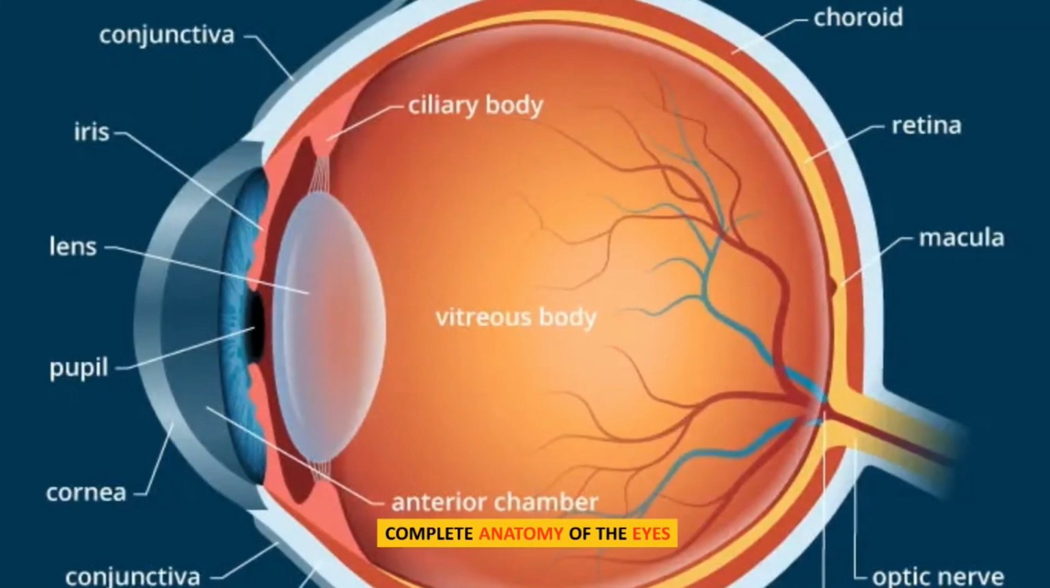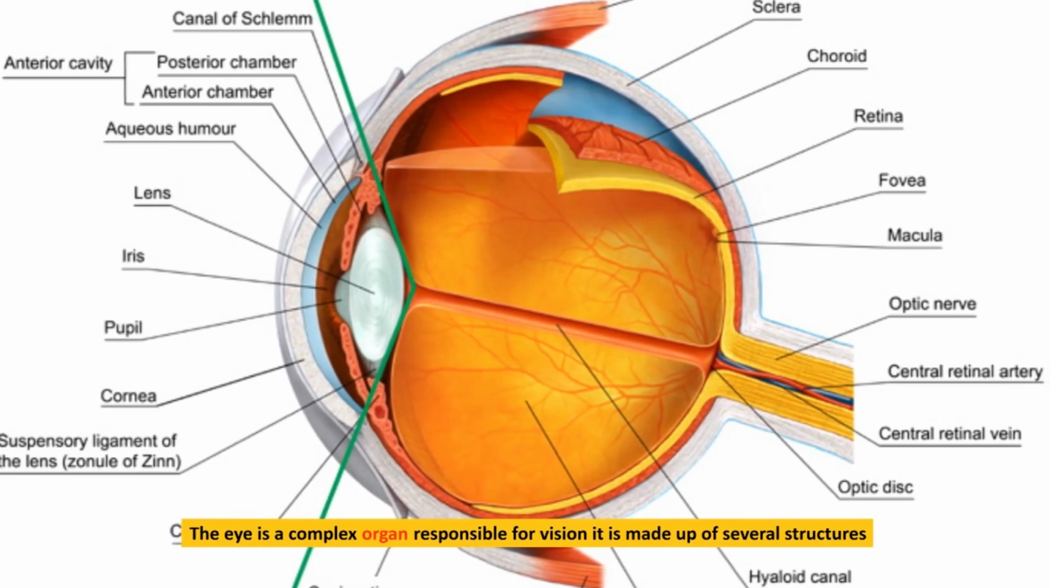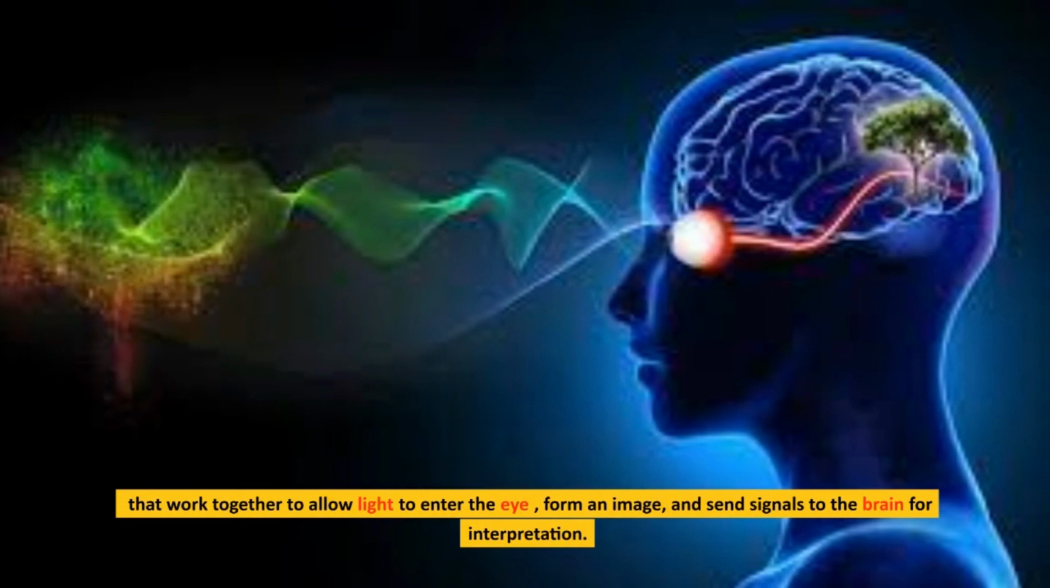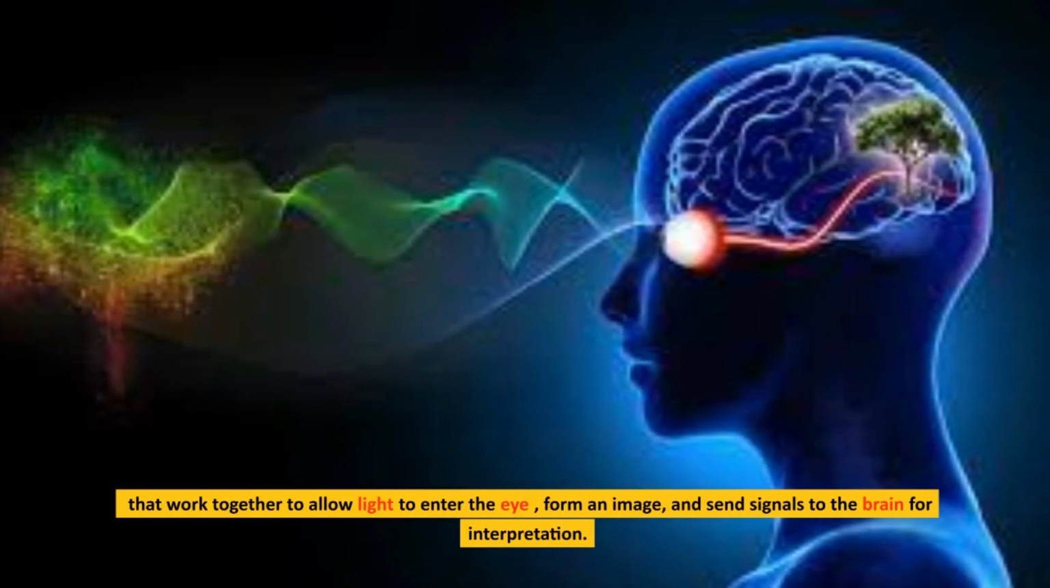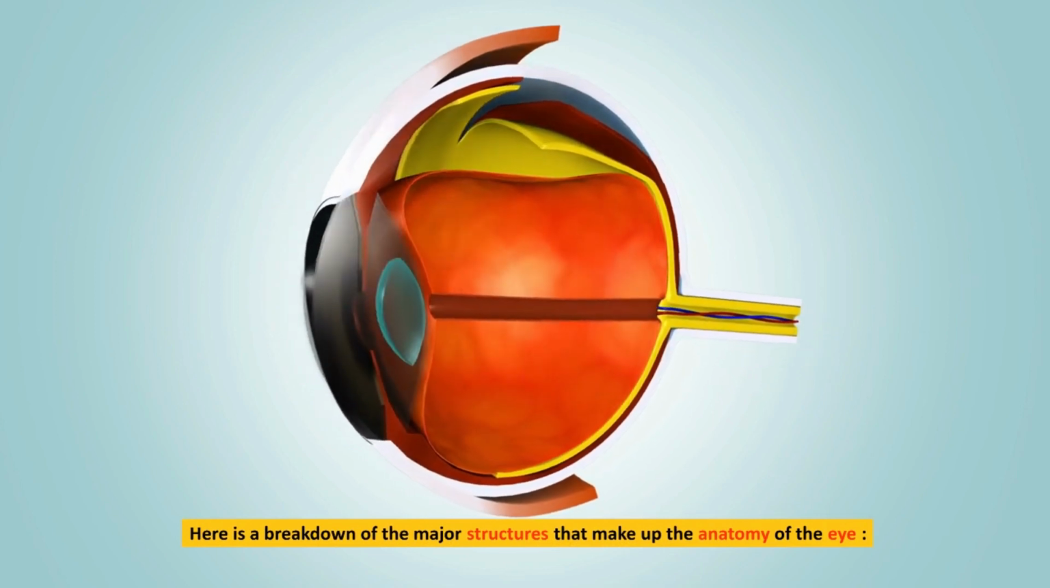Complete anatomy of the eyes. The eye is a complex organ responsible for vision. It is made up of several structures that work together to allow light to enter the eye, form an image, and send signals to the brain for interpretation. Here is a breakdown of the major structures that make up the anatomy of the eye.